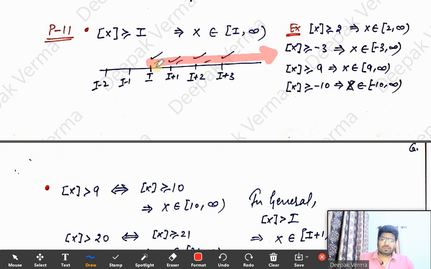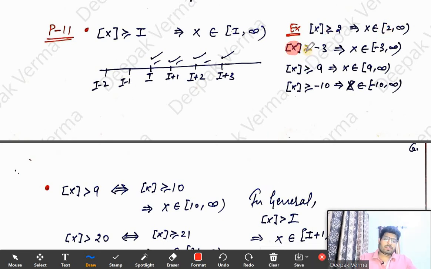Got it? If x is between I and I plus 1, we will get I. If x is between I plus 1 and I plus 2, we will get this integer. If x is between I plus 2 and I plus 3, we will get this integer. Got it? I hope it is clear. Now for example, if box x is greater than or equal to 2, then x will belong to 2 to infinity, with a closed bracket at 2, because here we have the equal to sign also. Got it?